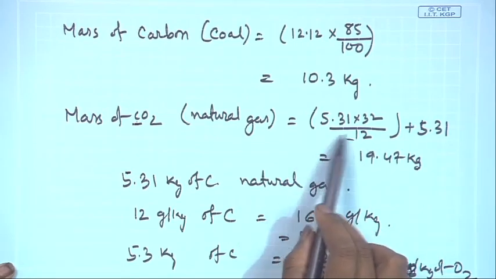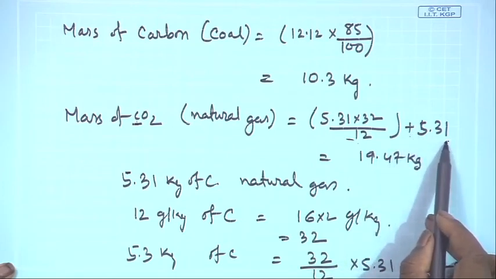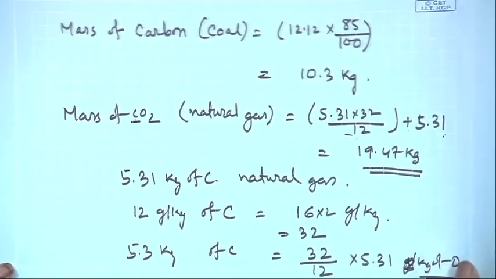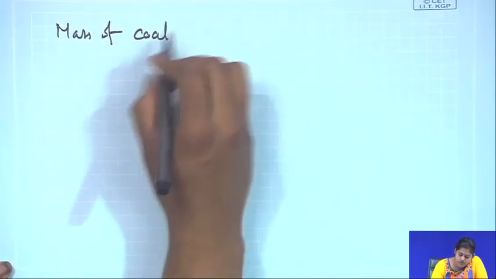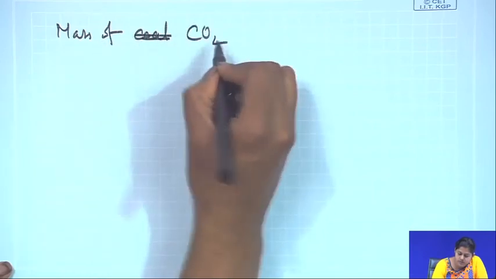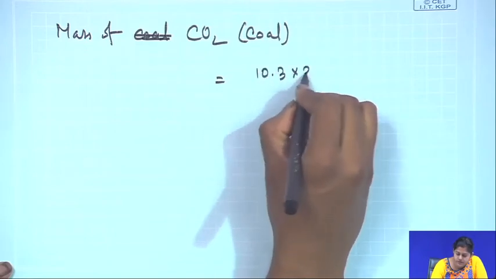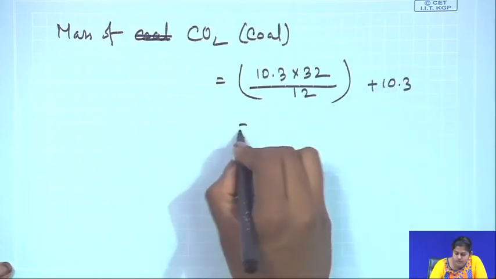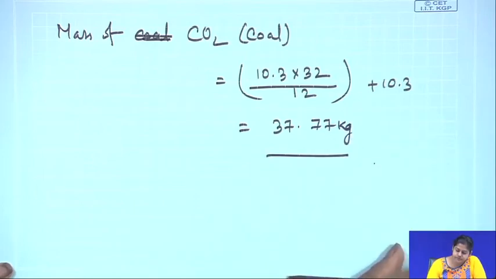So, that is why I am calculating the amount of oxygen requirement, and then simply I am adding the amount of carbon which is present. So, this is the answer for the natural gas. Now, we will calculate for coal. So, the mass of CO2 for coal will be 10.3 into 32 divided by 12, this plus 10.3. So, this will be 37.77 kg. So, this is the final answer.